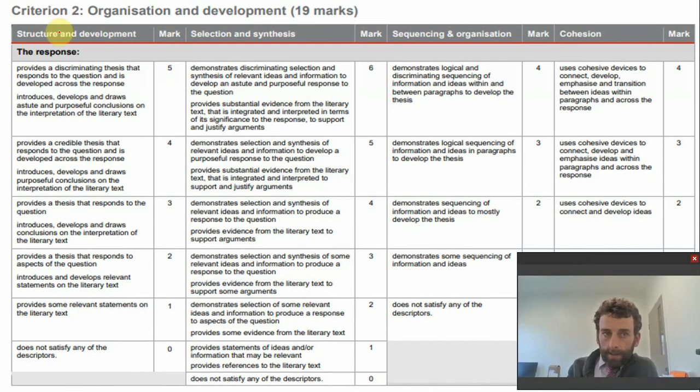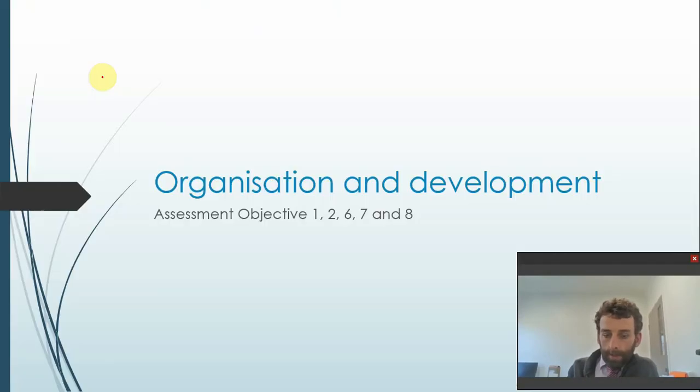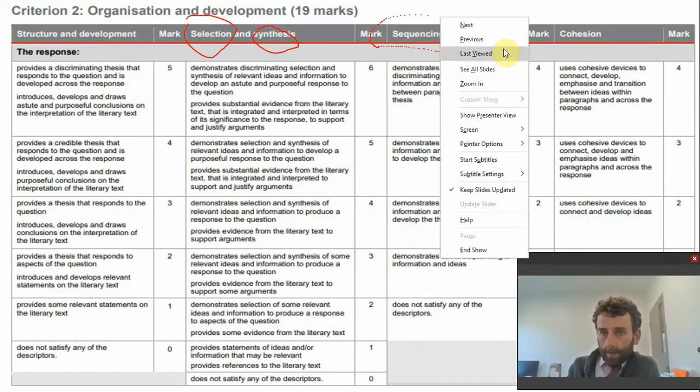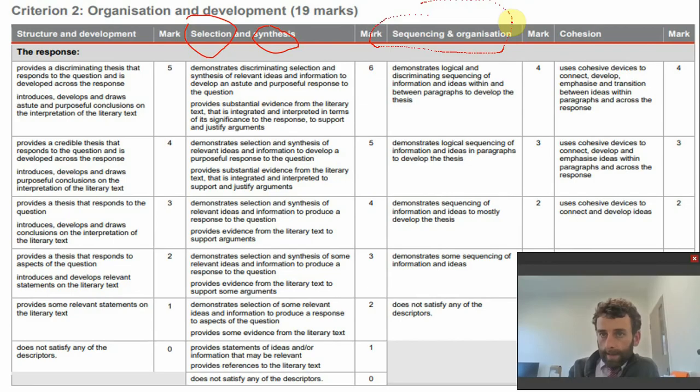Again, you can see here there are assessment objectives 1, 2, 6, 7, and 8 here. 19 marks going for organization and development. So we're looking at the structure and development of your essay, your selection of subject matter, and your synthesis of subject matter. Okay, so the selection and synthesis, sequencing and organization of your essay, and cohesion, linking ideas together. There are 4 marks going for cohesion, how you link ideas together within your essay.